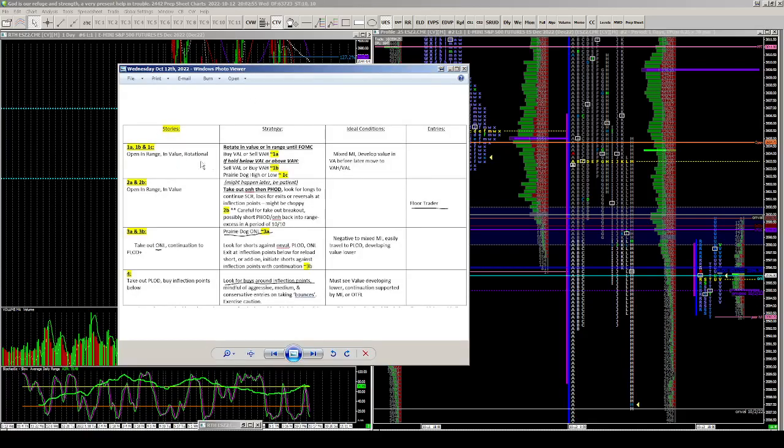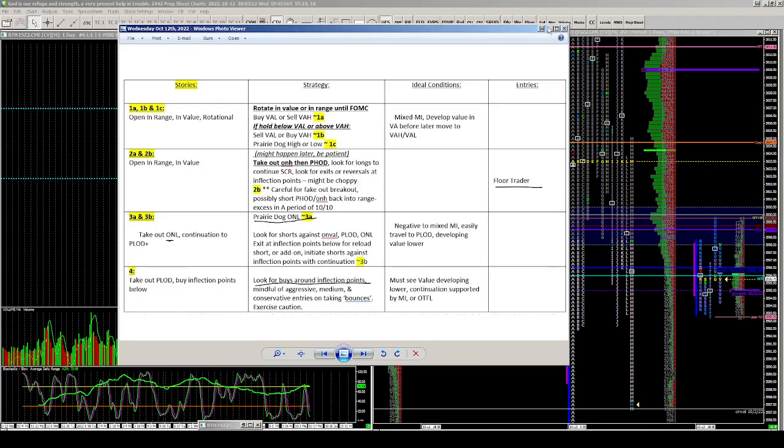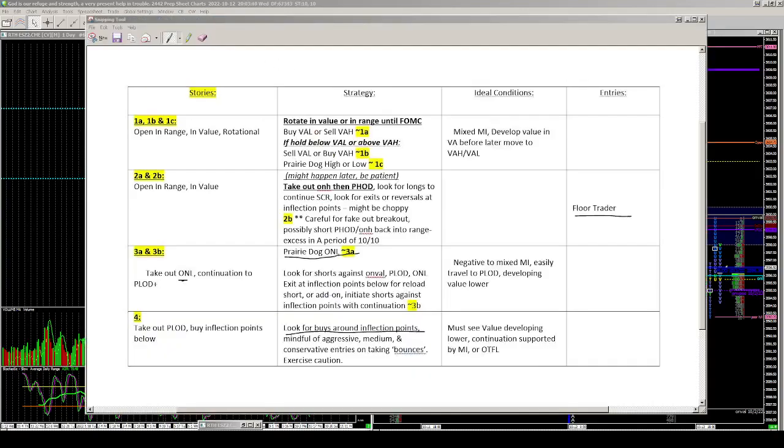We opened in range and value. The idea was for it to become rotational. It was. However, the strategies were to buy the value area low or sell the value area high. We never got there. Let me make this bigger. Never got there. Actually, I'm going to do something else.